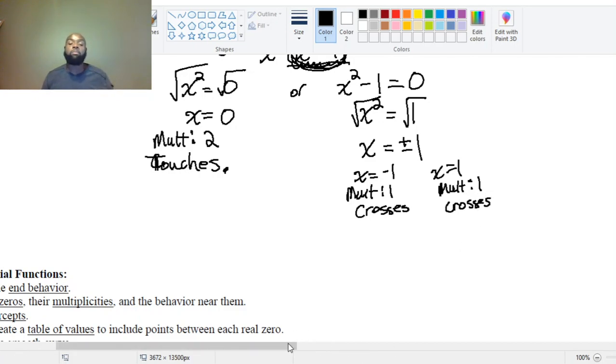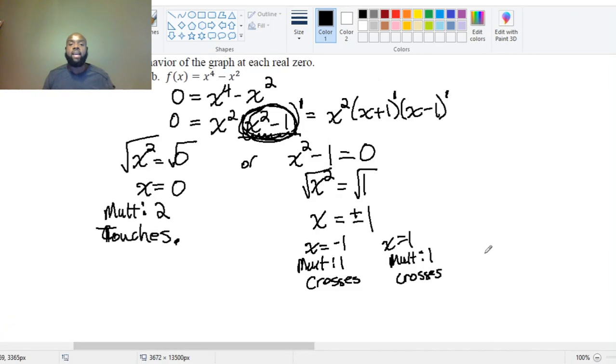All right, the point that I'm trying to make here is that if, let's say I had x cubed minus 1 equals 0, right, which was right here, then I get x cubed equals 1.